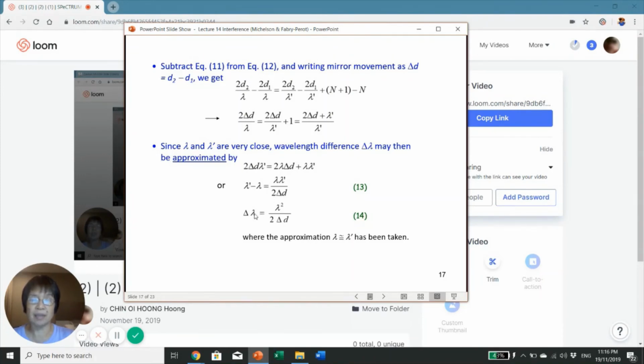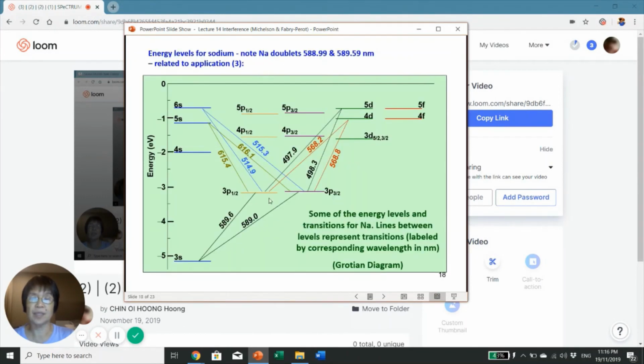So in other words, delta d will be equal to, well, these two are very close. We can square that using one of the lambda. And here we still have 2 delta d. This is a diagram that shows the transition between different levels, and that will give you a photon of this particular wavelength. So the doublet are from here, and the difference in the wavelength is very close.